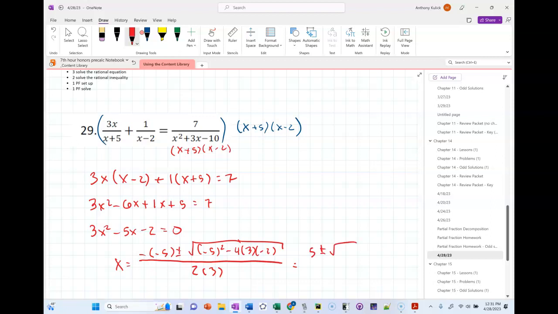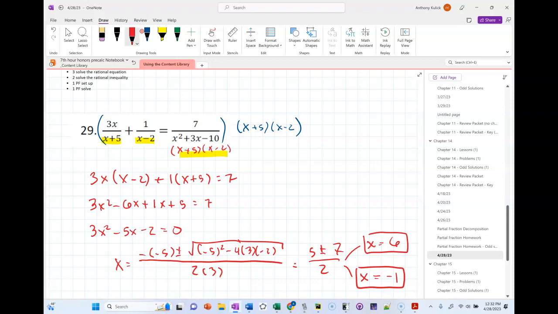5 squared is 25. 4 times 3 times 2 is 24. 25 plus 24 is 49. The square root of 49 is 7. If I do 5 plus 7, that's 12. Divided by 2 is 6. 5 minus 7 is negative 2. Divided by 2 is negative 1. And if I check these, neither one of those is going to give me a 0 denominator, so both those answers are acceptable.